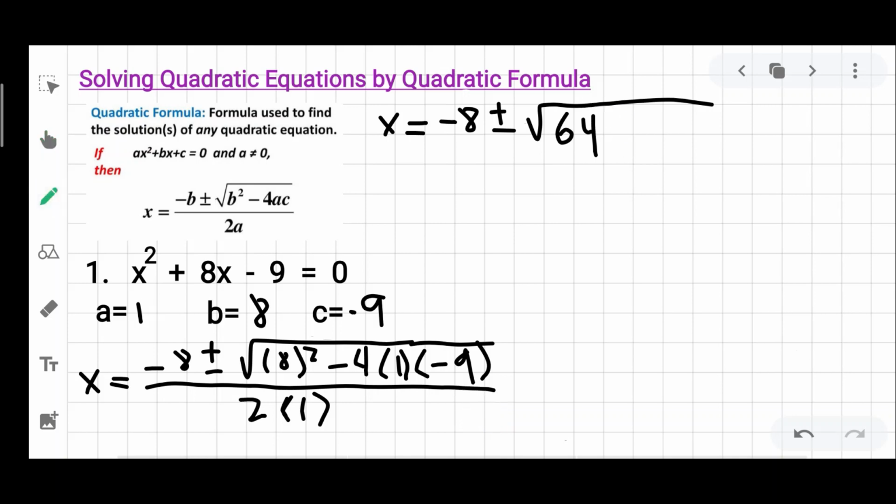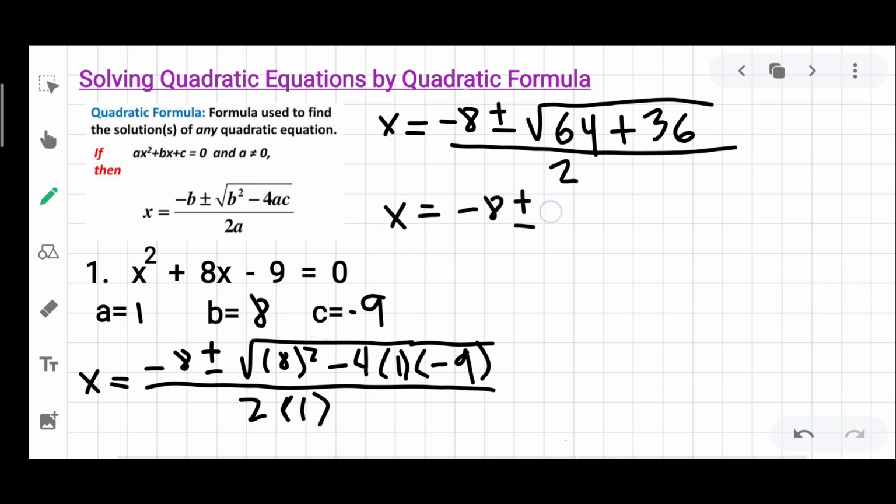So, bakit naging positive? Kasi parehas silang negative. Kakasabi ko lang, di ba? Pag parehas ng sign, magiging positive. Okay, so we have 36. Then, 2 times 1, the answer is 2. So, bring down x equals negative 8 plus or minus square root of 64 plus 36. The answer is 100. And then, i-divide natin sa 2a.